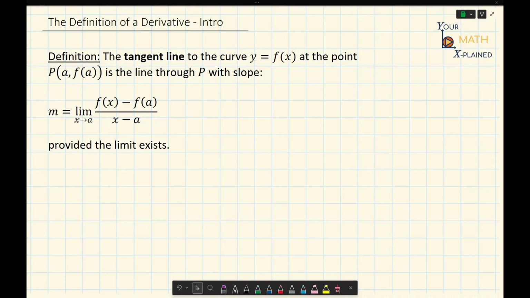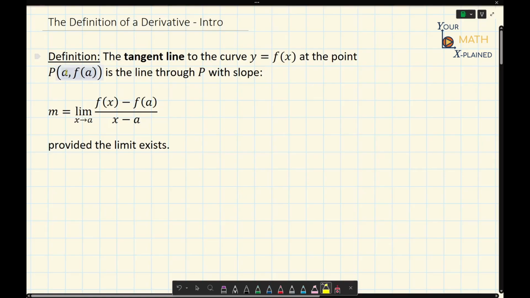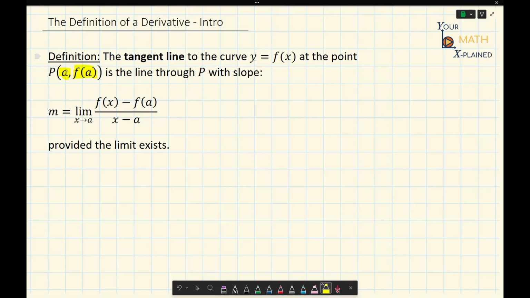So this idea of zooming in and letting the distance shrink is exactly what limits are built for. And that is what brings us to the definition of a tangent line. So the tangent line to the curve y is equal to f of x at the point P, which we have labeled as (a, f of a), so those are our x and y values. It is the line through P with the slope m is equal to the limit as x approaches a of f of x minus f of a over x minus a, provided that the limit exists.